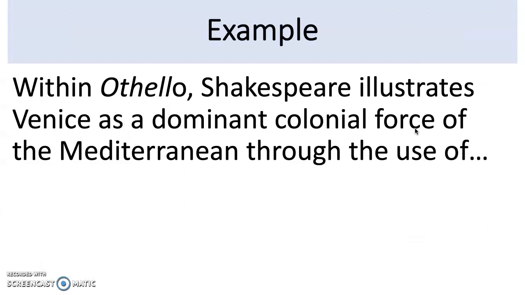So, for an example, within Othello, Shakespeare illustrates Venice as a dominant colonial force of the Mediterranean through the use of, okay?